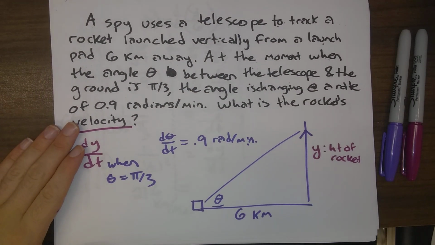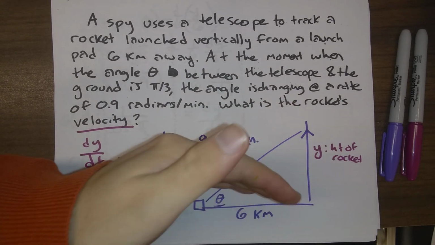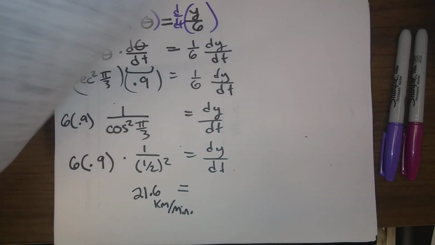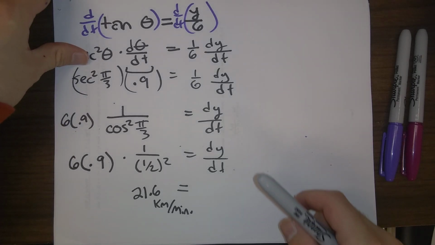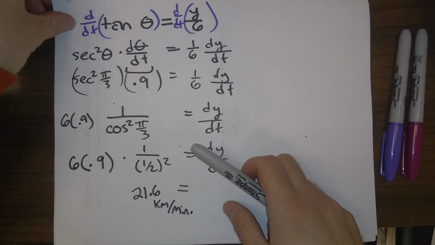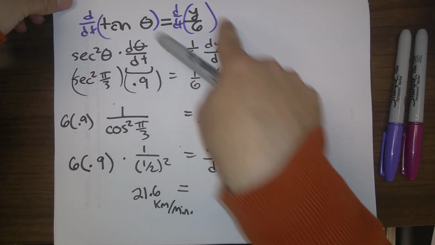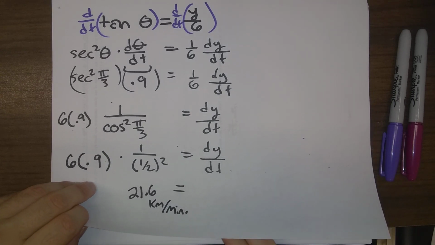So you can see that this is useful. If you're the spy and you're trying to figure out how fast this rocket is going up, if you know how far away you are, and you can tell from your observation how fast theta is increasing, you can tell how fast the rocket's going up. I think that seems like a pretty useful application of this kind of related rates. You have a little bit of information, and you can use this kind of analysis to figure out the information you really care about.